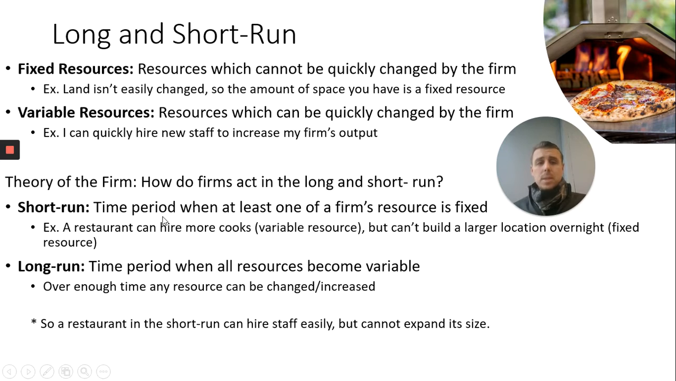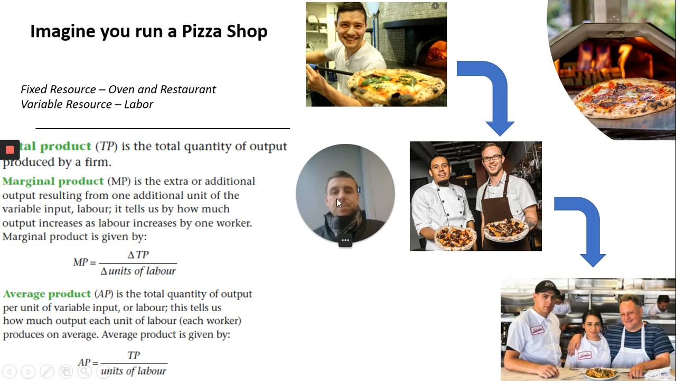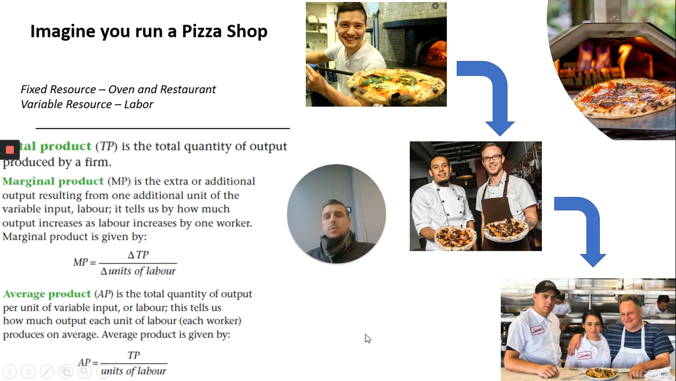So for the example today, I'm going to be looking at a pizza joint, and our variable resource would be labor, and our fixed resource would be space, like the actual location. And then in the long run, everything becomes variable. We'll talk about that later, but the short run is when at least one resource has to be fixed. So in our example here, in the short run, we can easily hire staff, but we can't expand to a new location.